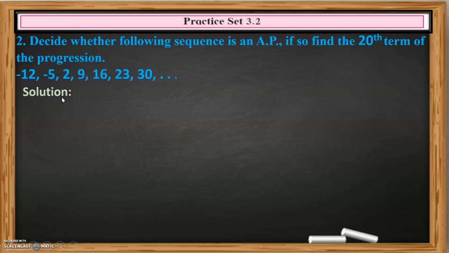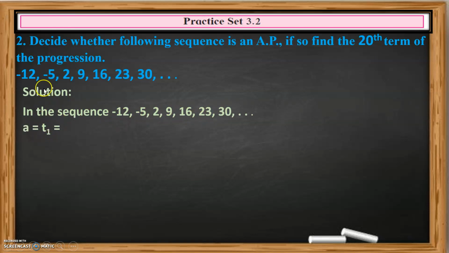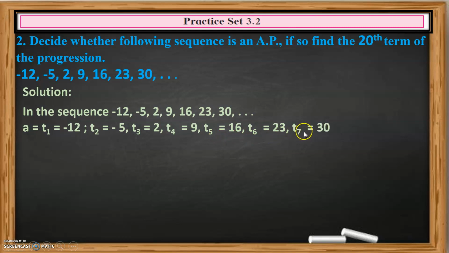So the solution would be: in the sequence minus 12, minus 5, 2, 9, 16, 23 and 30, we have to write what is A. That is T1 equal to minus 12. T2 will be minus 5. T3 will be 2, T4 will be 9, T5 will be 16, T6 will be 23 and T7 will be 30. There are 7 terms. So we have to write all the 7 terms.